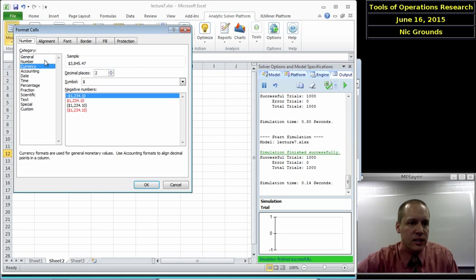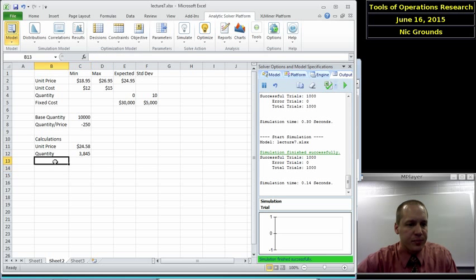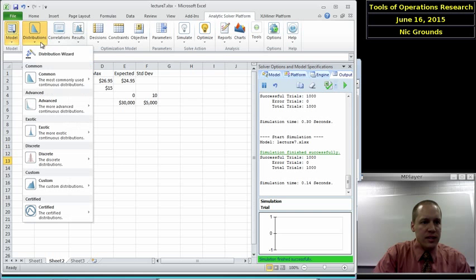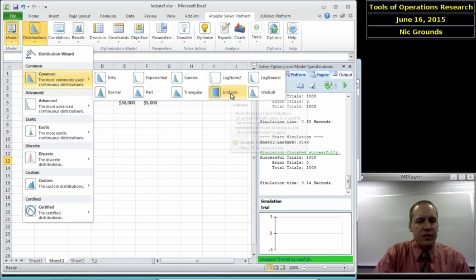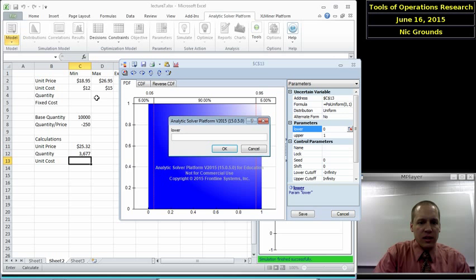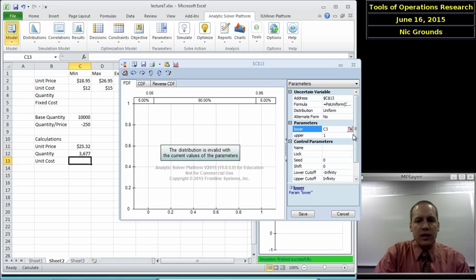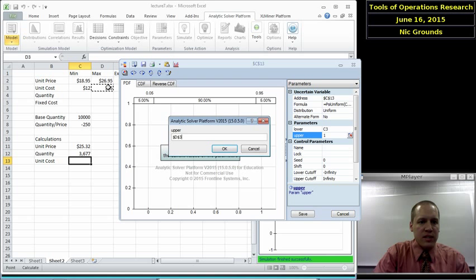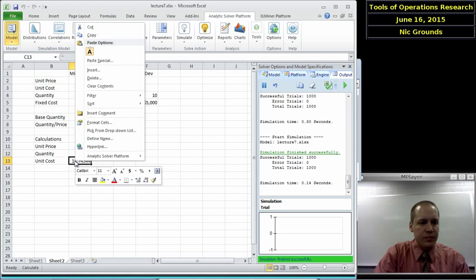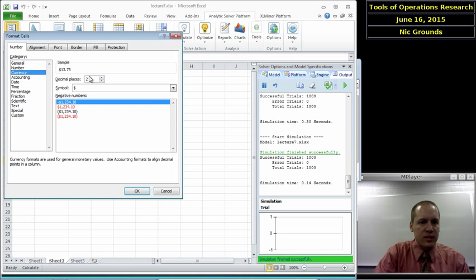Quantity is not currency, but it is a number. So now we can compute unit cost. Well, unit cost was a simple uniform distribution. Again, in the distributions under common, there's an option for uniform, where you can set the lower minimum value and you can set the upper maximum value. Format that as a currency.